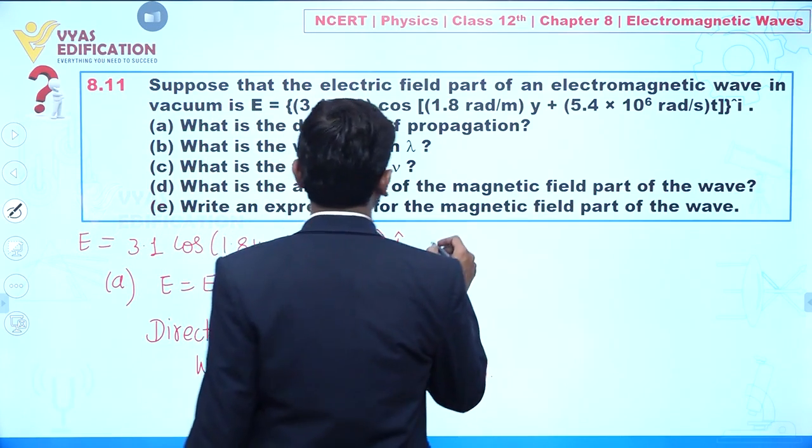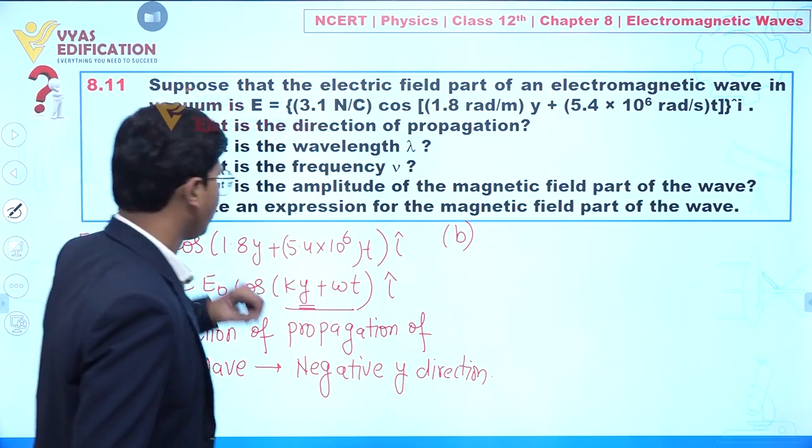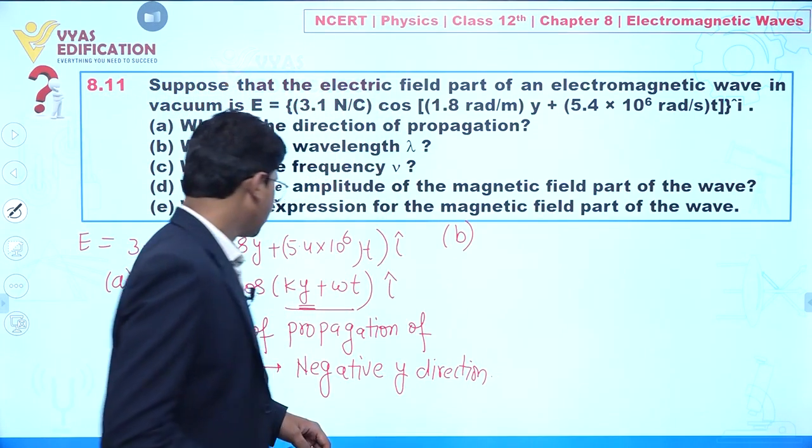Now, if we discuss part number B, in this question it is given, what is the wavelength? Clear? Now from here you can say this is k.